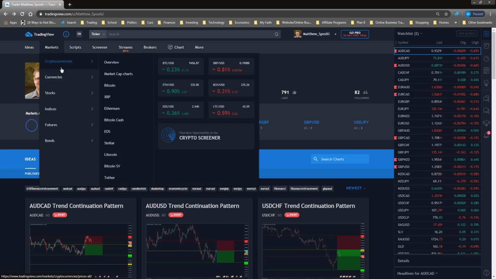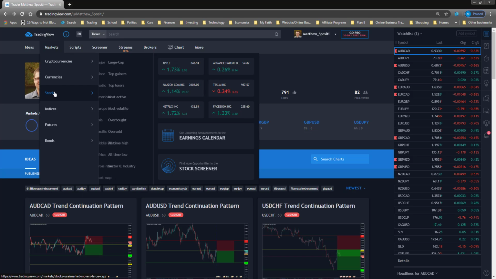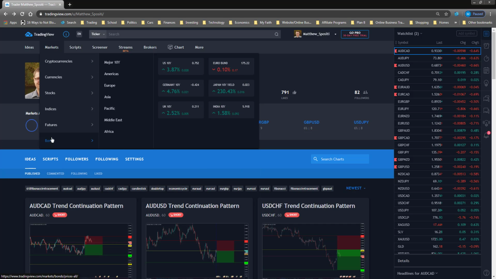They've got crypto scanners, forex scanners, stock scanners. You know, they got a whole bunch of stuff here. I mean, you can even look at bonds. That's pretty cool. Futures, indices. I think the bonds are actually pretty cool. You can actually see the yields on this stuff.